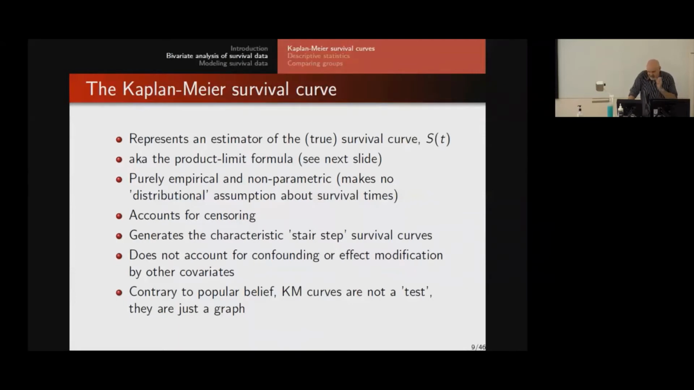This is not the case here. We make no assumptions about the distribution of survival times when we're using the Kaplan-Meier curve. It's very useful because it accounts for censoring, for right censoring in the data, and it generates, if you've ever seen one, that characteristic stair-step survival curve, okay? So it looks like some downwards facing stairs. By itself, it does not account for confounding or effect modification by other covariates.